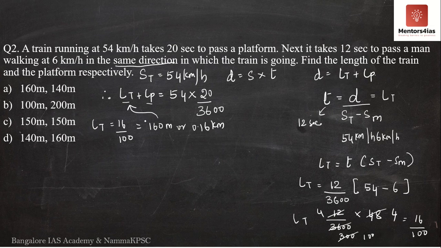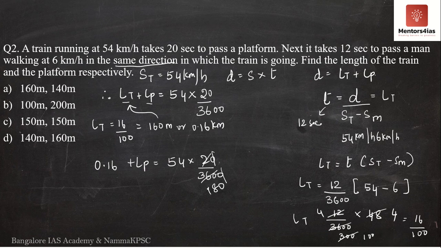So now, substituting the length of the train in this equation, what do we get? Please remember, it's not 160. Here everything is in terms of kilometers, 54 kilometers per hour, so I have to take 0.16 and not 160. So it is 0.16 plus the length of the platform is equal to 54 into 20 divided by 3600 over here. So 0 and 0 cancel. 360 is 180. So we have 54 and 180.